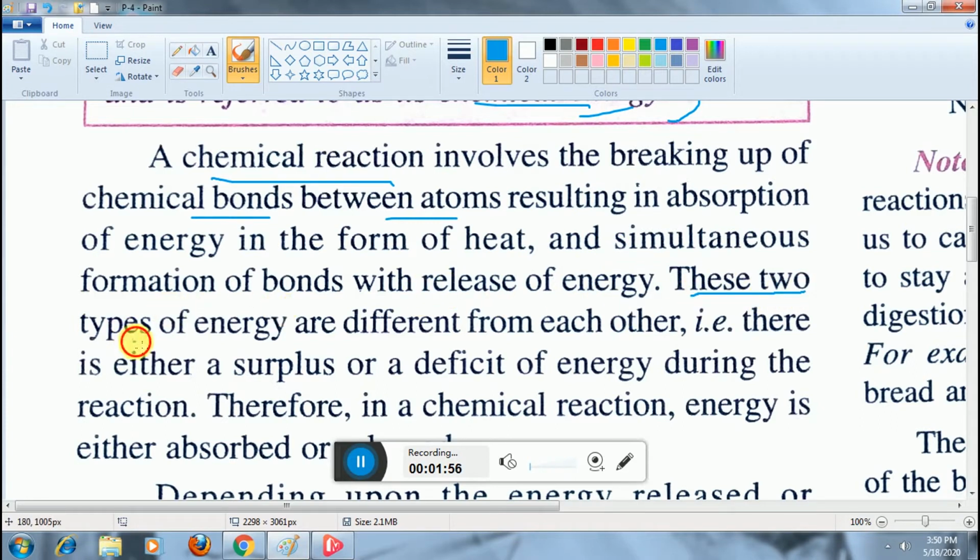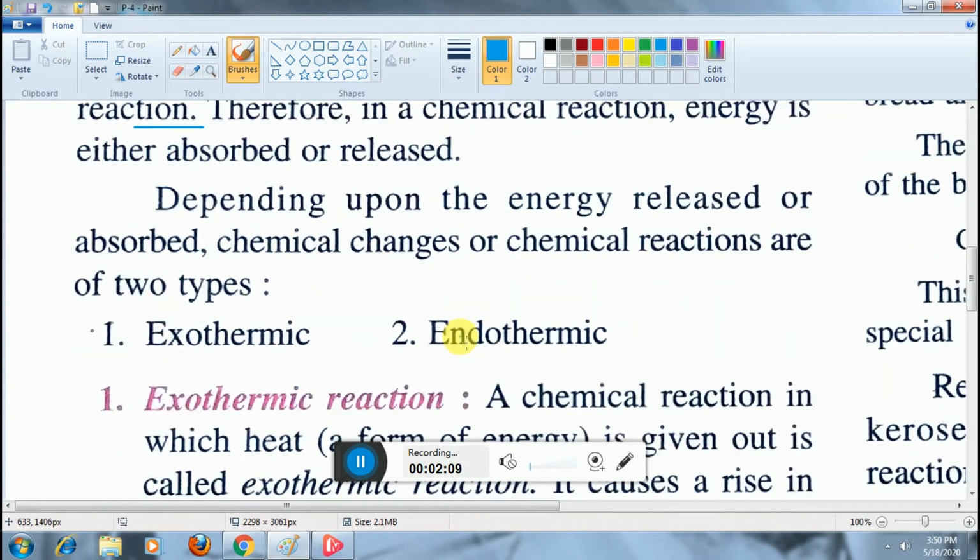Now if the types of energy are different for each other, there is either a surplus or a deficit of energy during the reaction, and thus the energy may be absorbed or released. As a result, chemical reactions can be broadly classified into two categories. First is exothermic and second is endothermic.